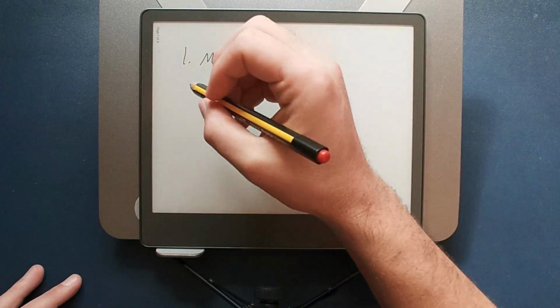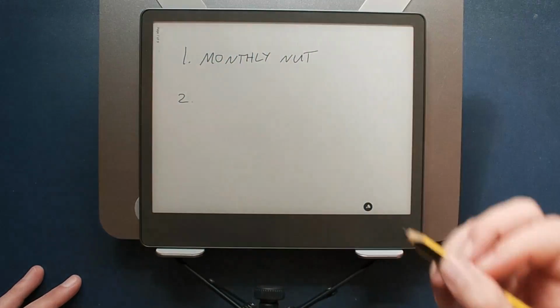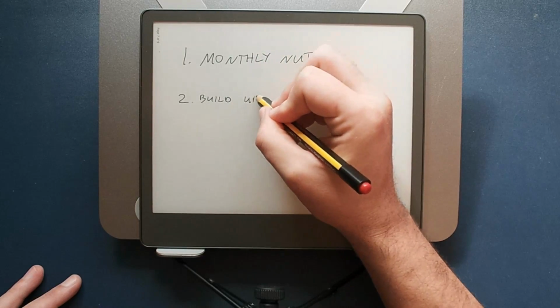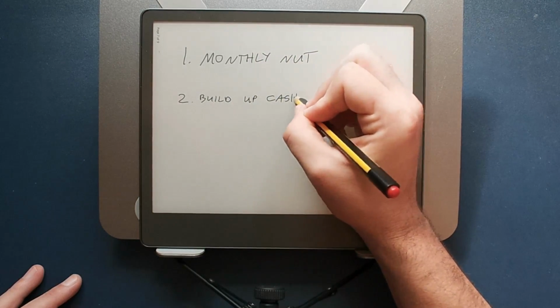All right, so you have your monthly nut. Then what's step 2? Step 2 is to start building up cash. Build up cash. That sounds easy.